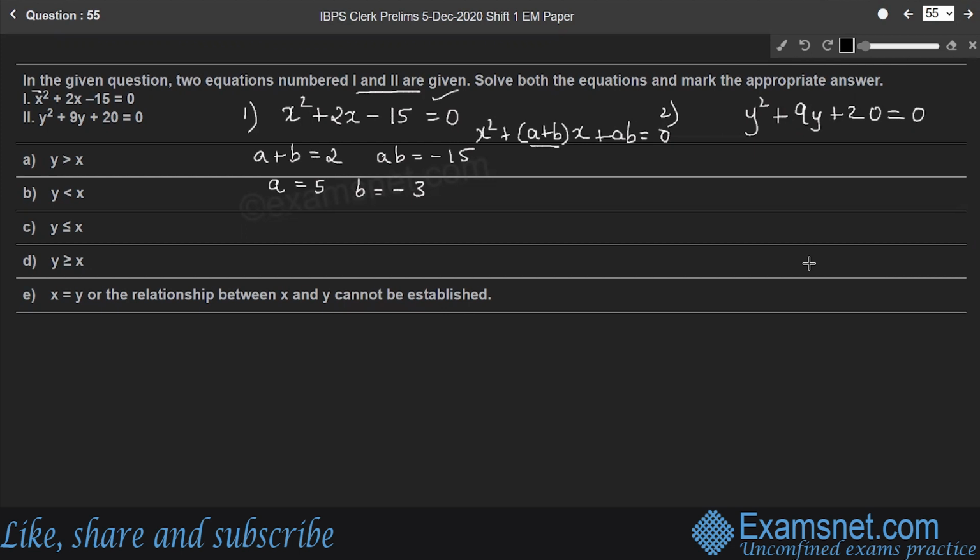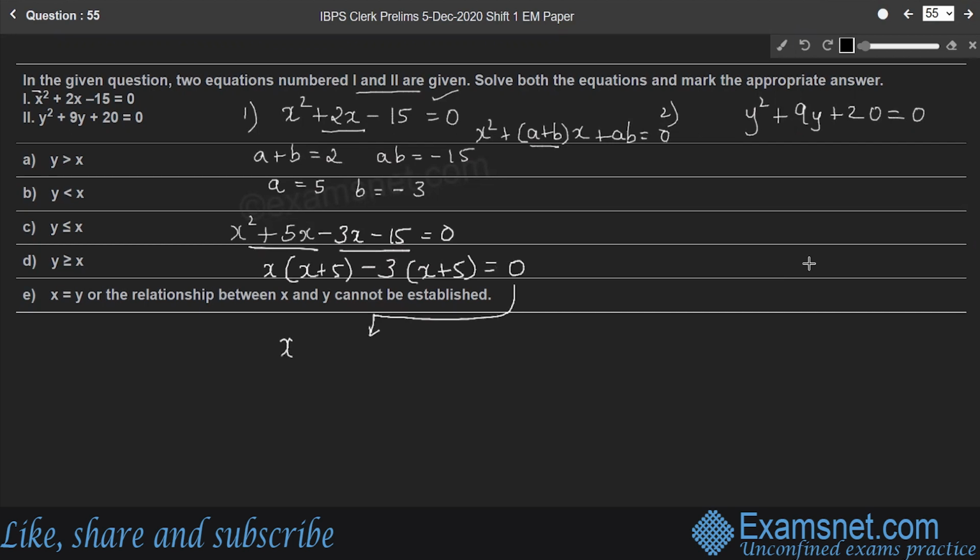So the first equation becomes x square, splitting the middle term 2x as 5x minus 3x, minus 15 is equal to 0. Here in the first two terms, x is common: x into (x plus 5), minus 3 is common in the last two: minus 3 into (x plus 5). So x plus 5 is equal to 0 or x minus 3 is equal to 0. So the value of x is minus 5 or plus 3.